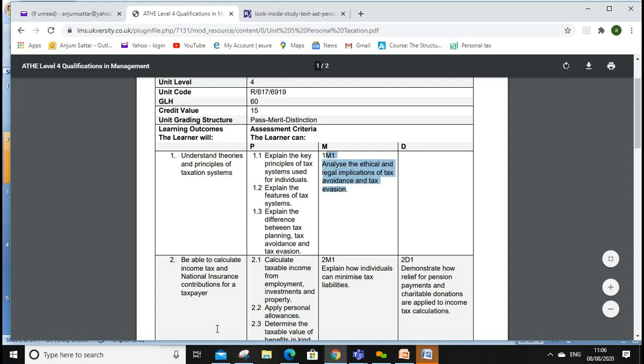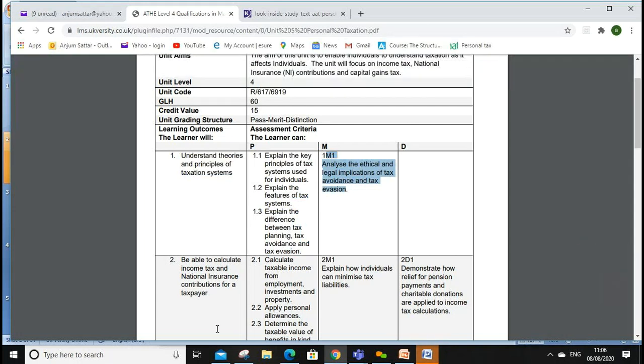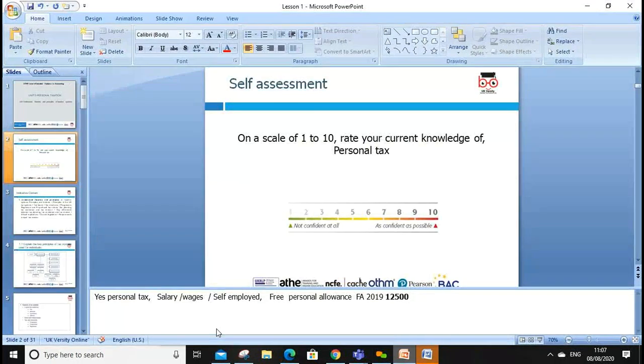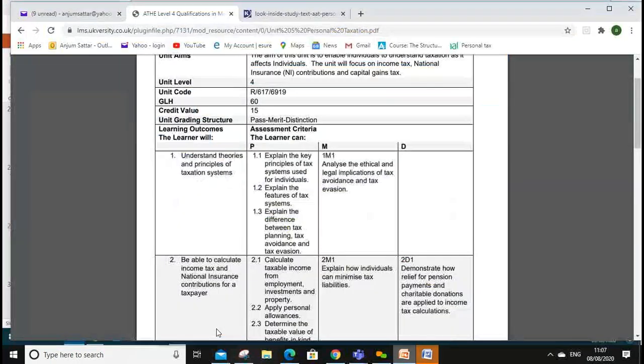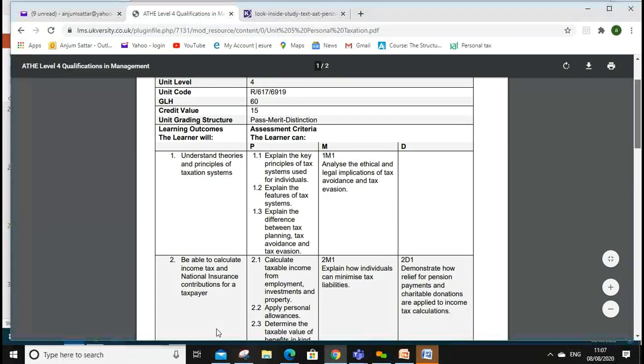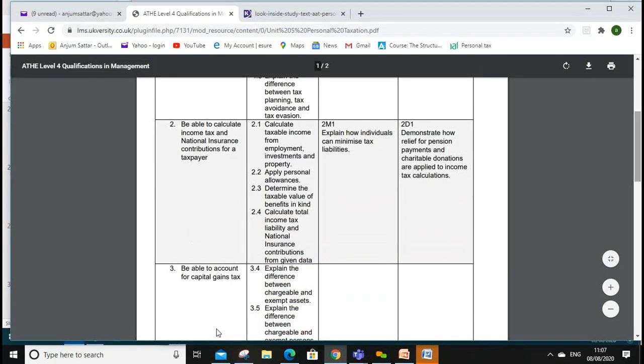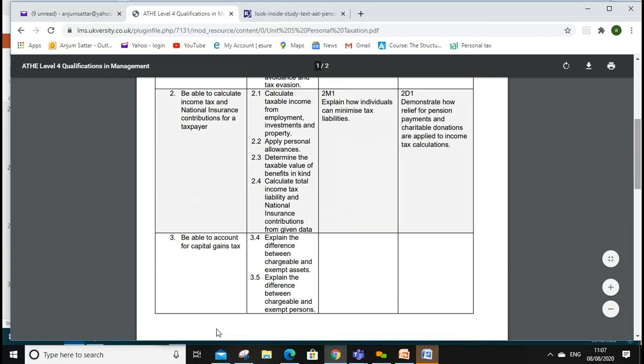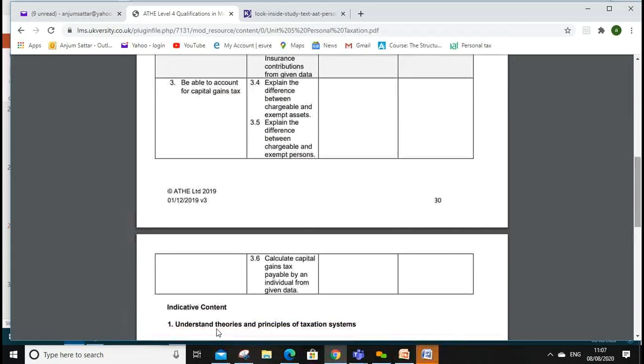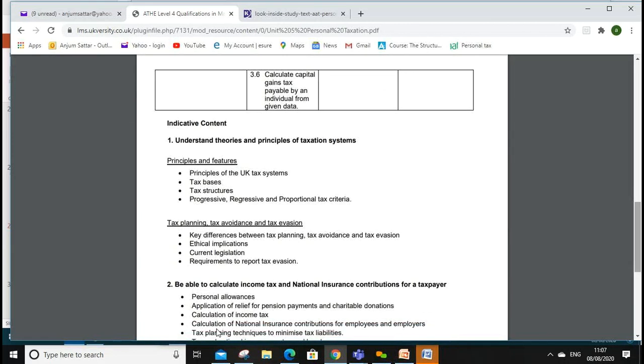That's the learning outcome. Then we have 3 assessment criteria under pass and 1 assessment criterion under merit. Explain the key principles of the taxation system. Explain the features of the tax system. Explain the difference between tax planning, tax avoidance, and tax evasion. And then analyze the ethical issues, what is legally and morally correct. So that's what we are supposed to learn in today's lesson.